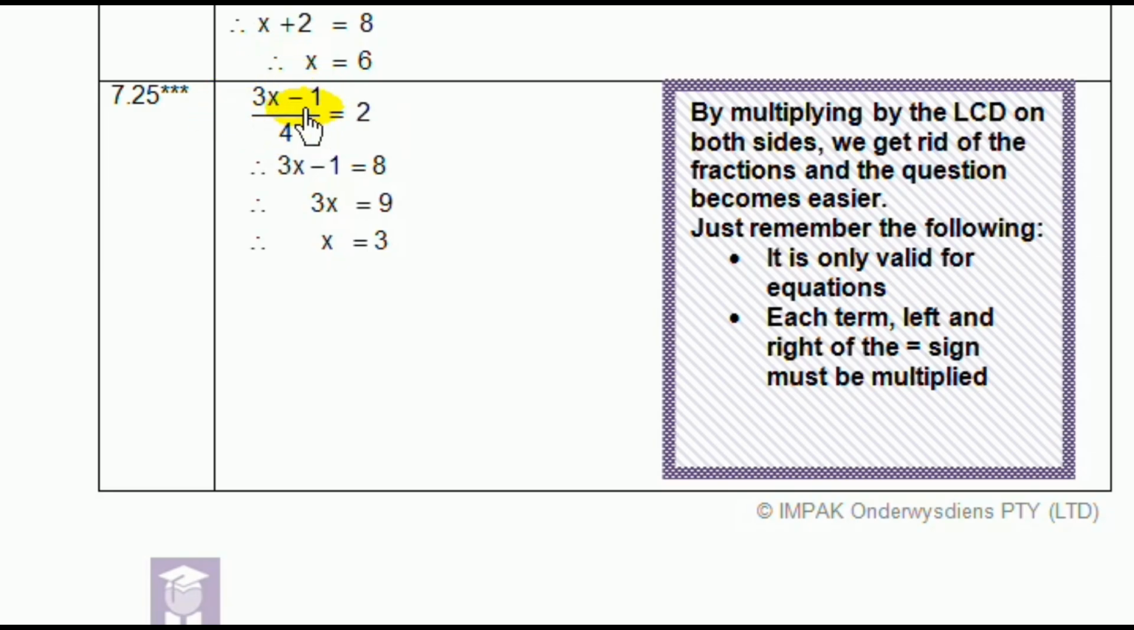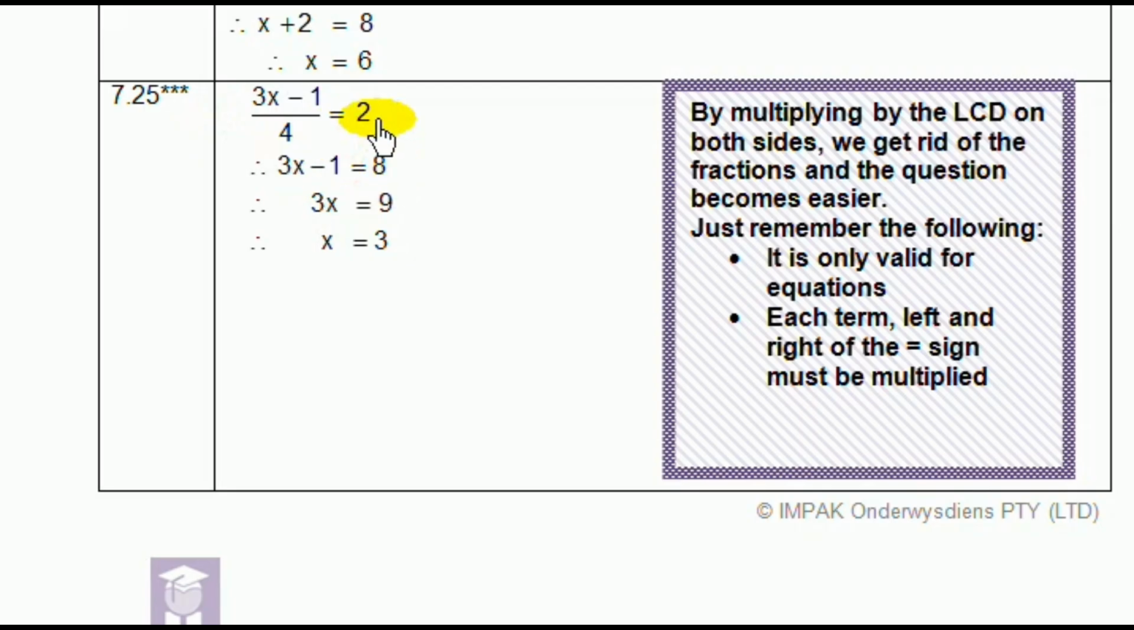Multiply this one term once by 4, and the other side also you have to multiply with 4. If you multiply by 4 over 1, the 4's cancel out, and 3x minus 1 is left. And 2 times 4 there is also 8.